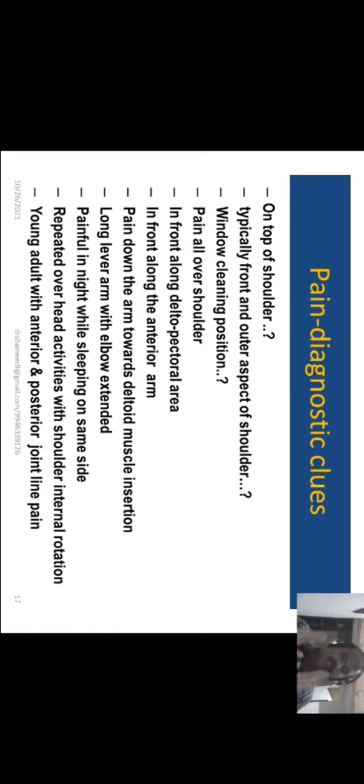And based on that diagnosis, you have to go for the further examination of the shoulder. So first one is the top of the shoulder.